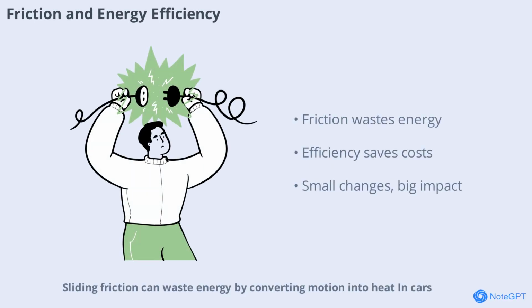Sliding friction can waste energy by converting motion into heat. In cars, for example, friction in the engine and tires reduces fuel efficiency. Engineers work to minimize unnecessary friction to save energy and reduce costs. This is especially important in industries where even small improvements can lead to big savings. By understanding and controlling sliding friction, we can build a more energy-efficient world.